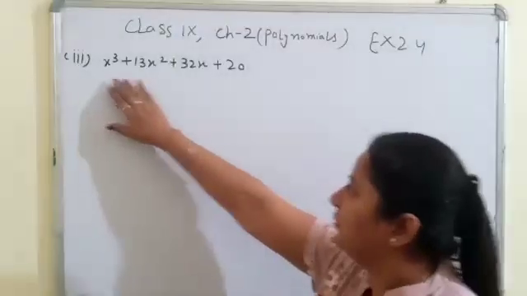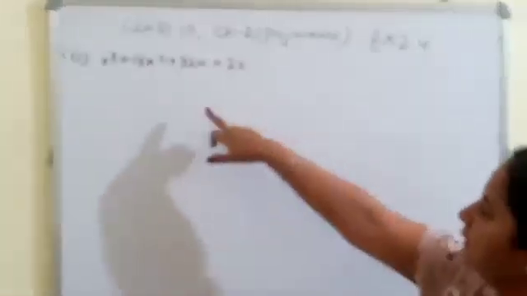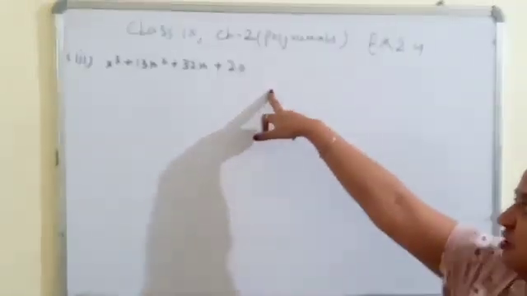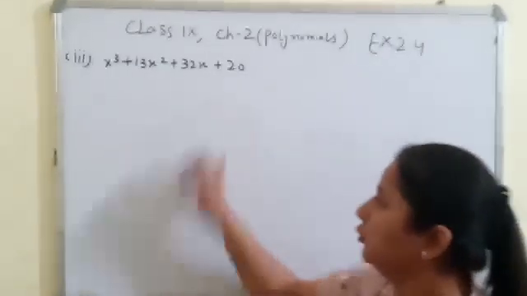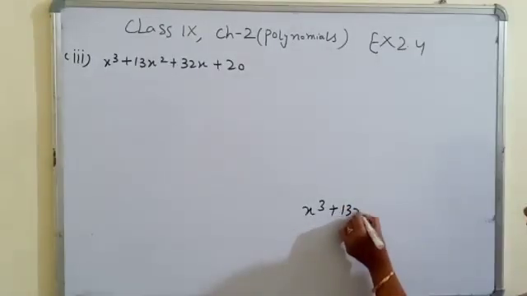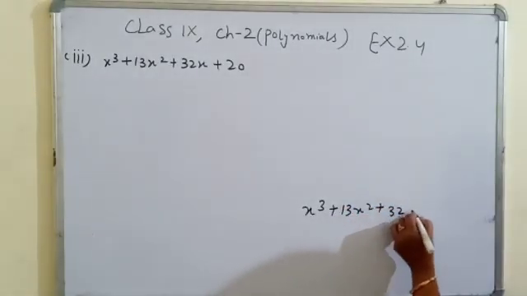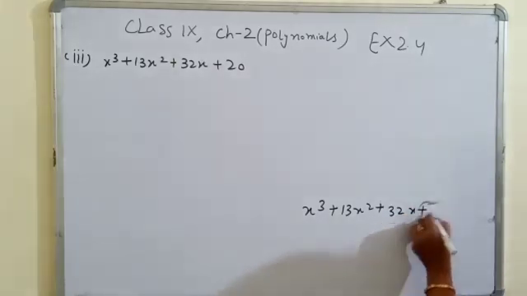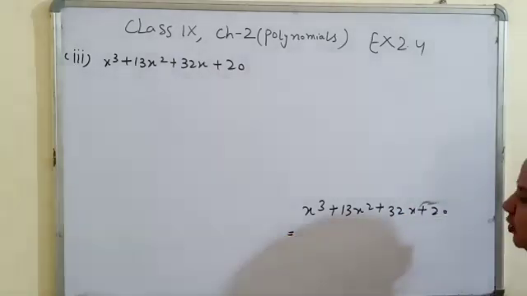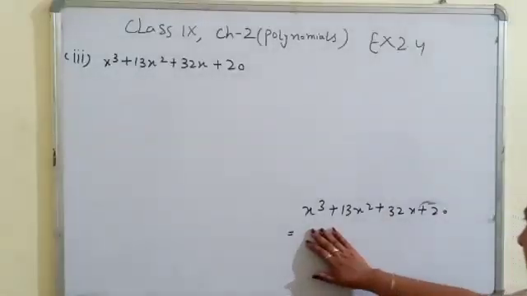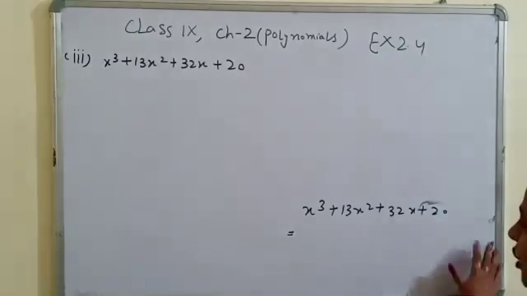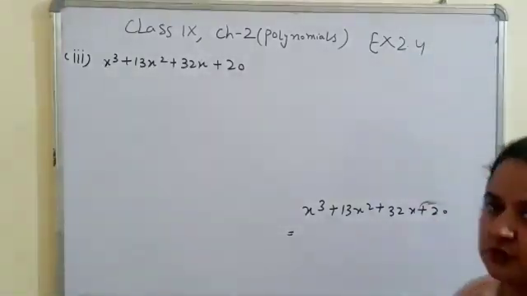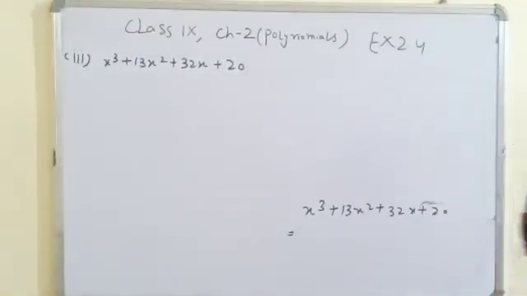This is the third statement for question 5: x cube plus 13x square plus 32x plus 20. Let's check whether we can make the factors by taking a common value, without using the trial method. You can see that when we take the common value, there is no suitable value which helps us make the direct factor. So we will do this question by the trial method.